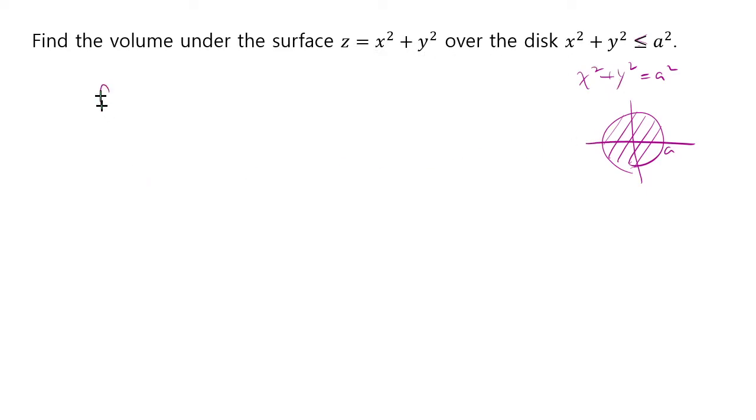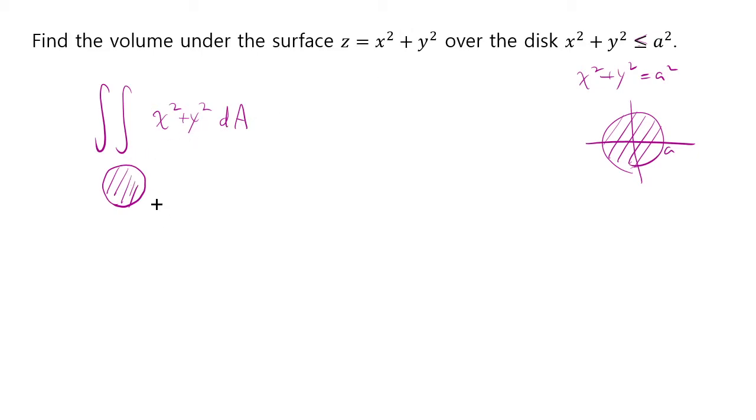So what you're trying to do is you have this double integral over this disk, and you're integrating this function. That gives you the volume under the graph of a multivariable function, right?